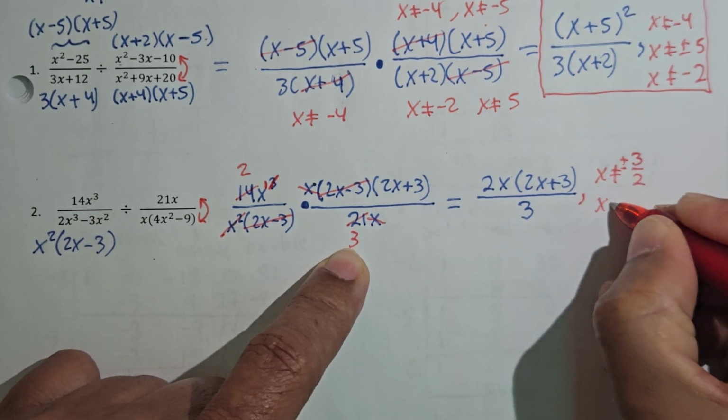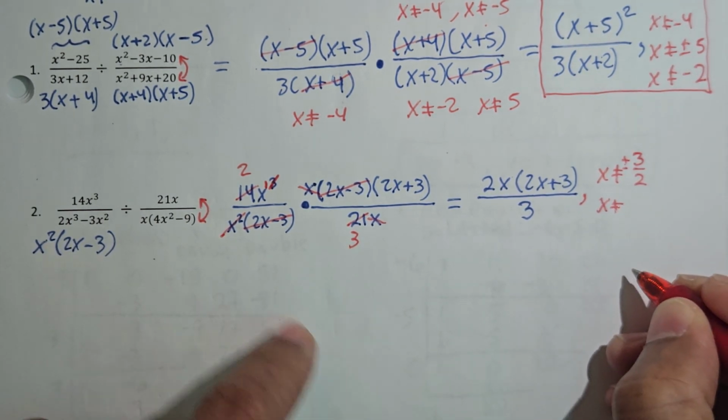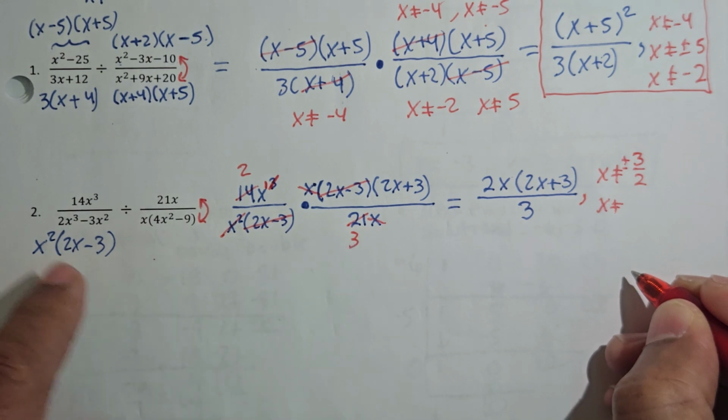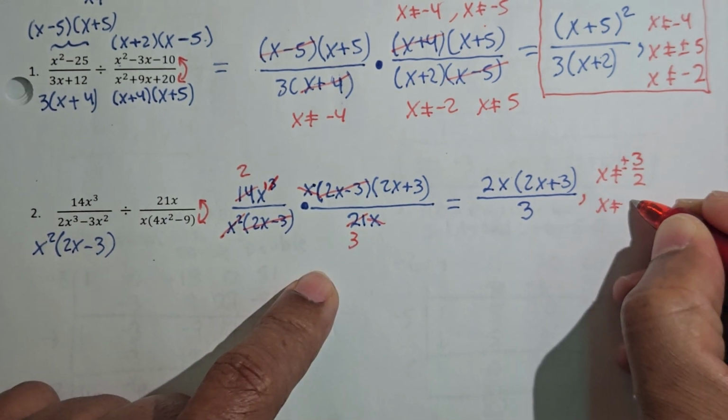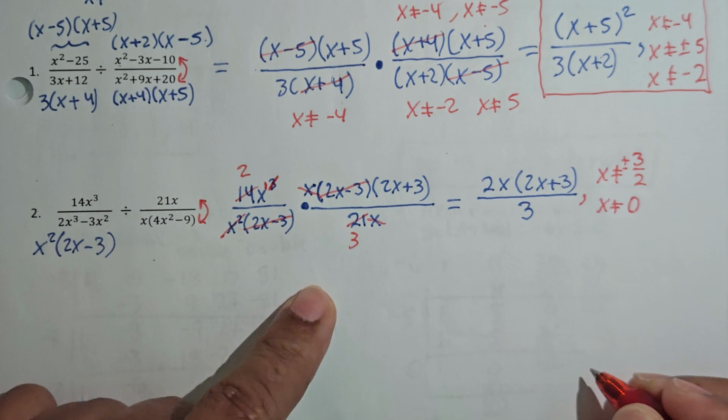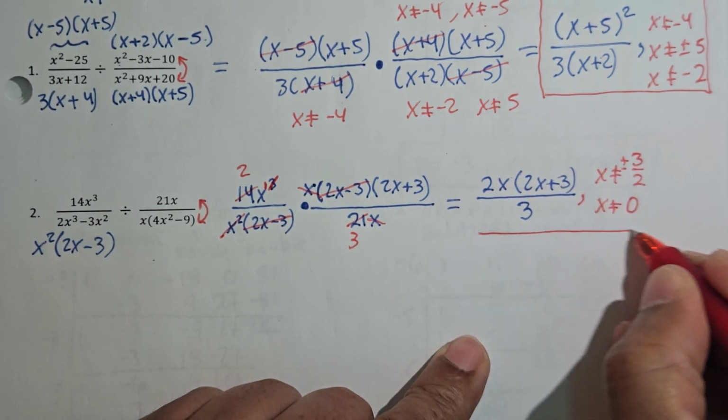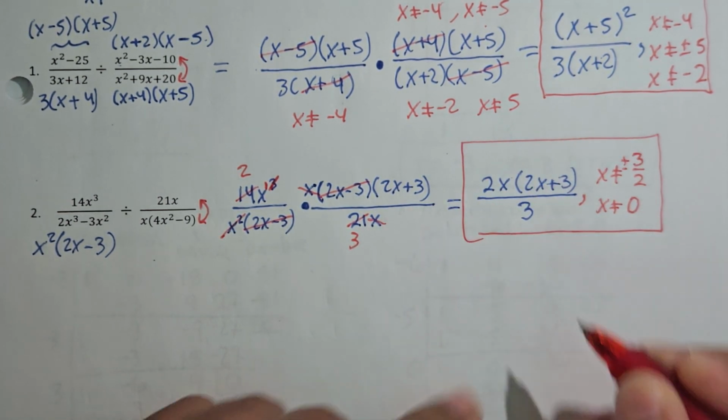So that's one restriction. The other comes from having an x in the denominator. We have them here, so we can't have x equal to 0, because that will make this undefined. So this is the answer along with restrictions to that second example.